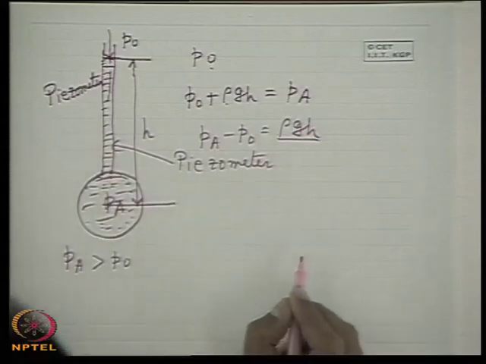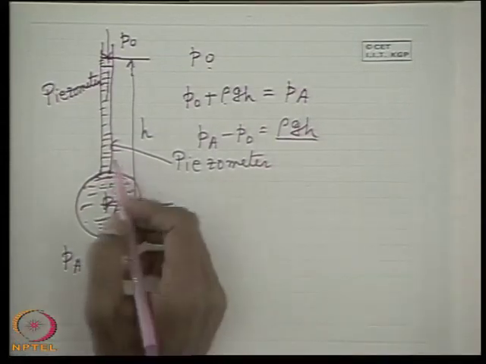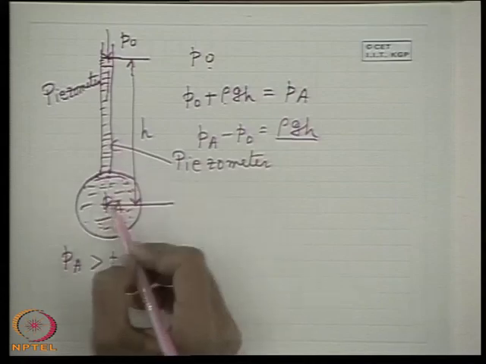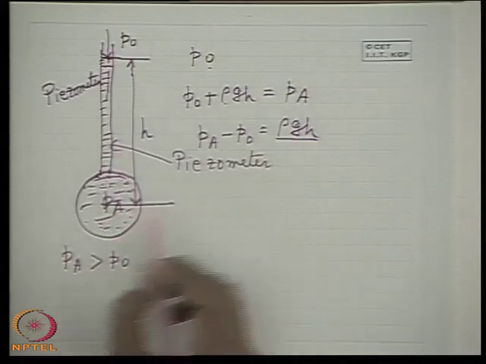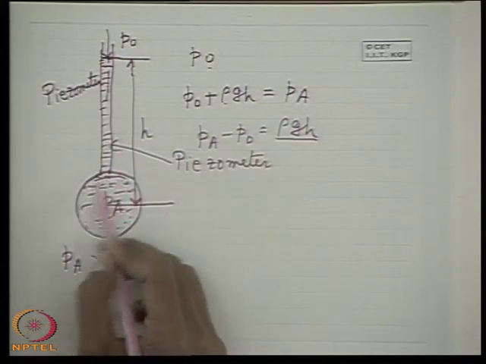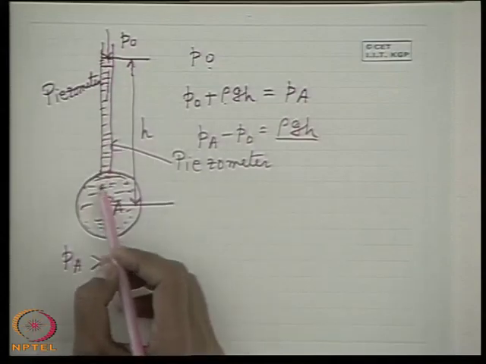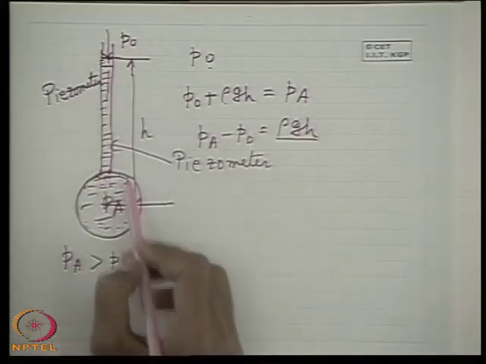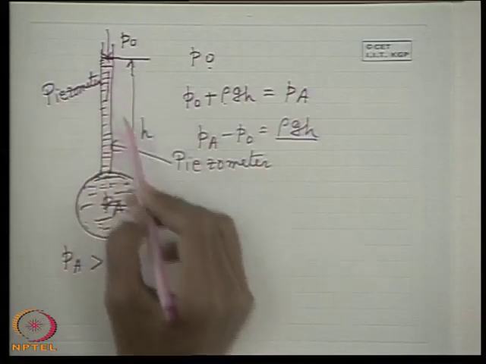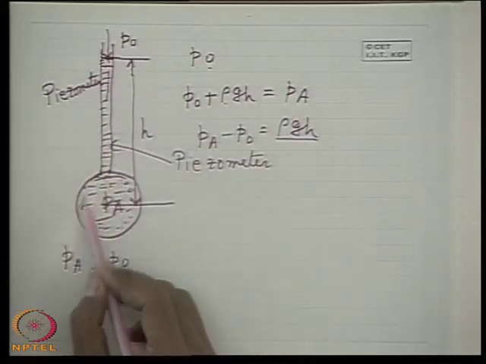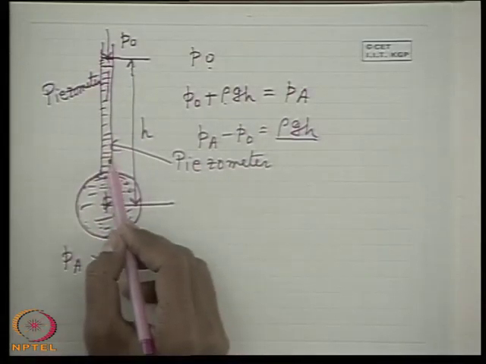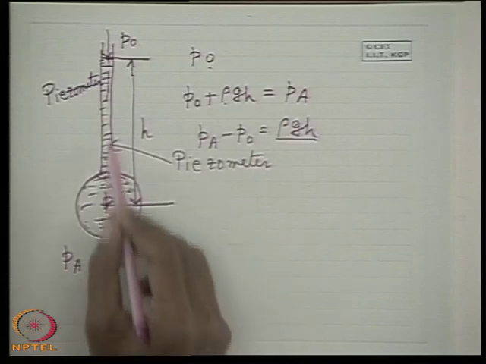But it is not always possible to have a piezometric tube to measure the pressure of a system, for two reasons. First, if the pressure is very high, we may need a liquid column whose height is very large and very difficult to read. Similarly, if the pressure is very low, the height of the liquid column will be very small, because the same liquid will go up.